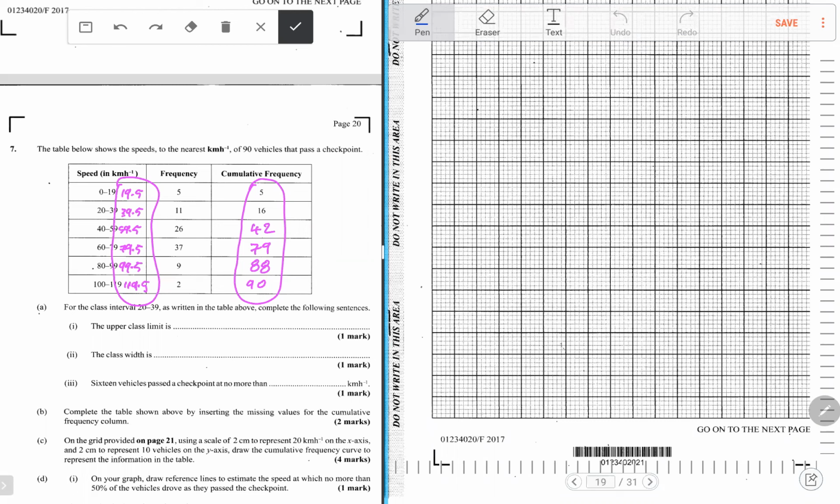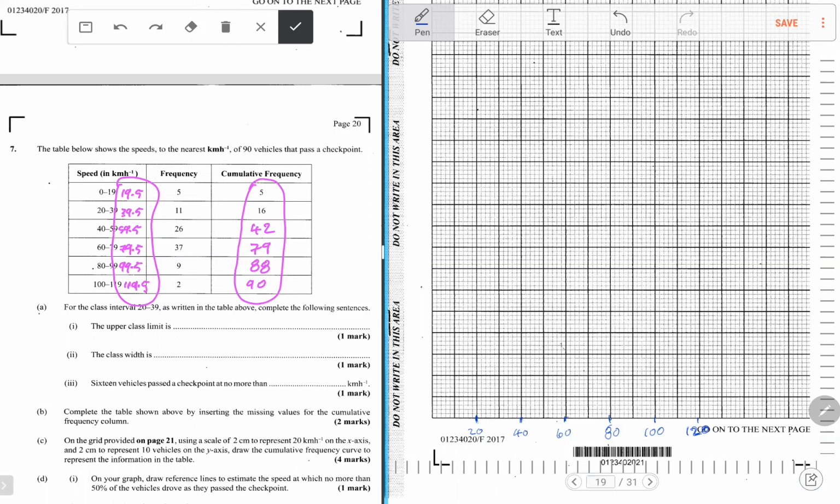So that's 20, 40. 2 centimeters to 20, let's see right here. So this is 20, 40, 60, 80, 100, and then 120. These are the marks we are putting on the scale.